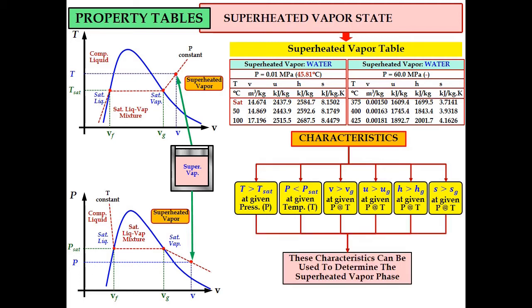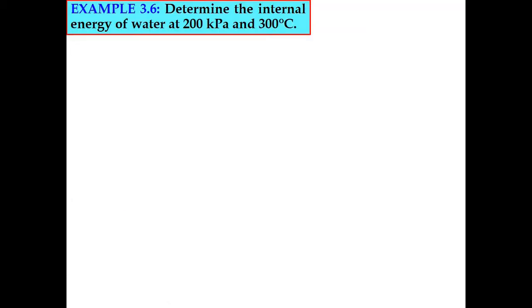So we can use these characteristics to determine the superheated vapor phase. Example 3.6: determine the internal energy of water at 200 kilopascal and 300 degrees Celsius. This example is a superheated vapor region problem. However, looking at the question, it is general, so we do not yet know the actual phase of the state. The substance given is water, which means we need to refer to the table for water.